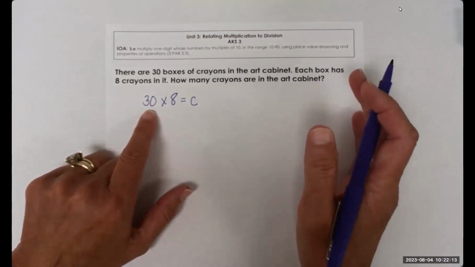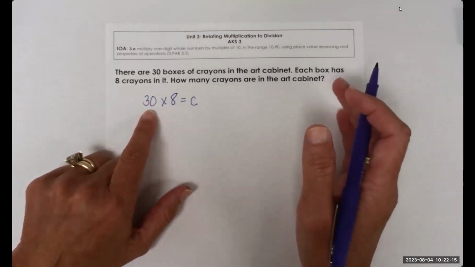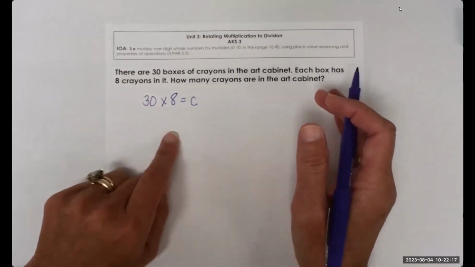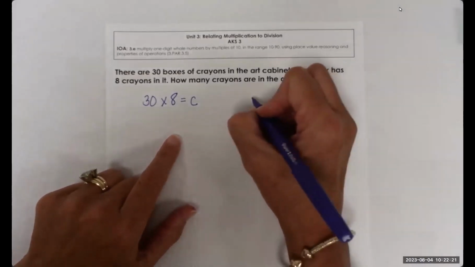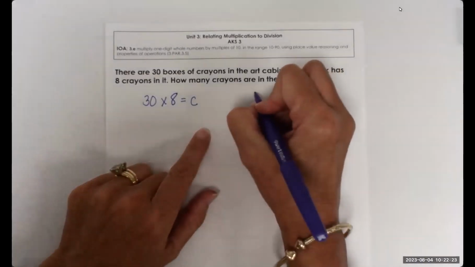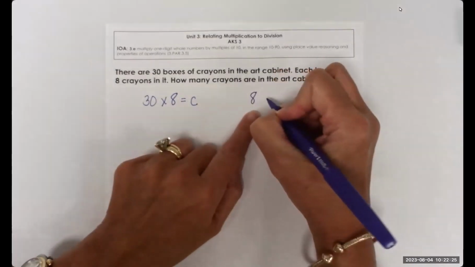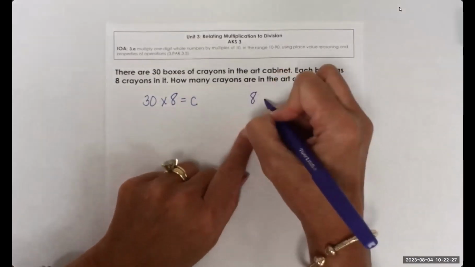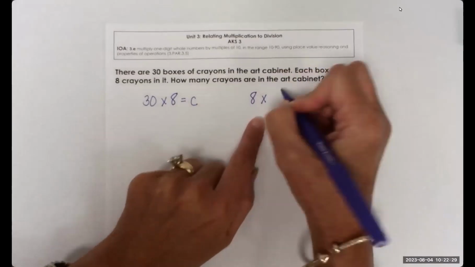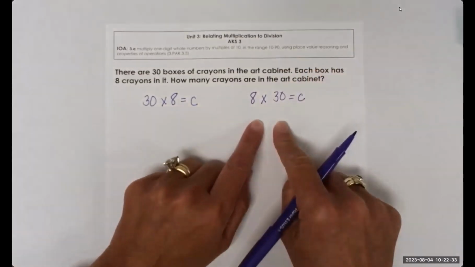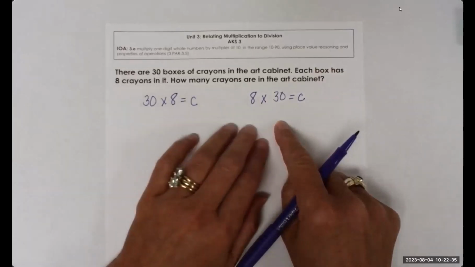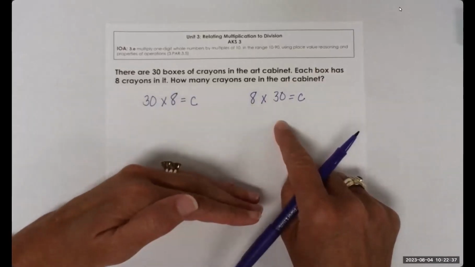That's a lot of boxes to draw or groups to draw. So talk to your kids, tell them you're going to use what you know about the commutative property and use this equation instead. I can flip the factors, and write 8 times 30 equals C. Now, I can go ahead and think through how I can create my equal groups.